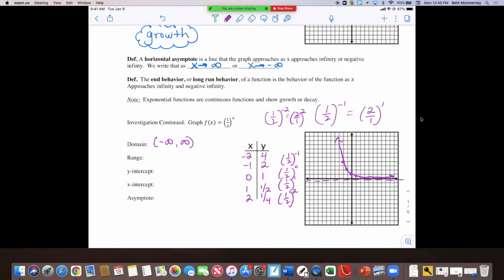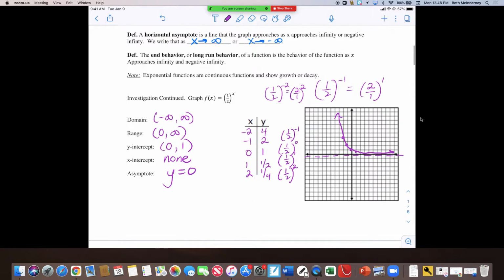So my range didn't change. It's still 0 to infinity. My y-intercept is still 0, 1. There's no x-intercept. And the horizontal asymptote is still y equals 0. And it does have to be an equation, y equals. Notice that this graph shows decay. Decay means the graph is falling rapidly from left to right.